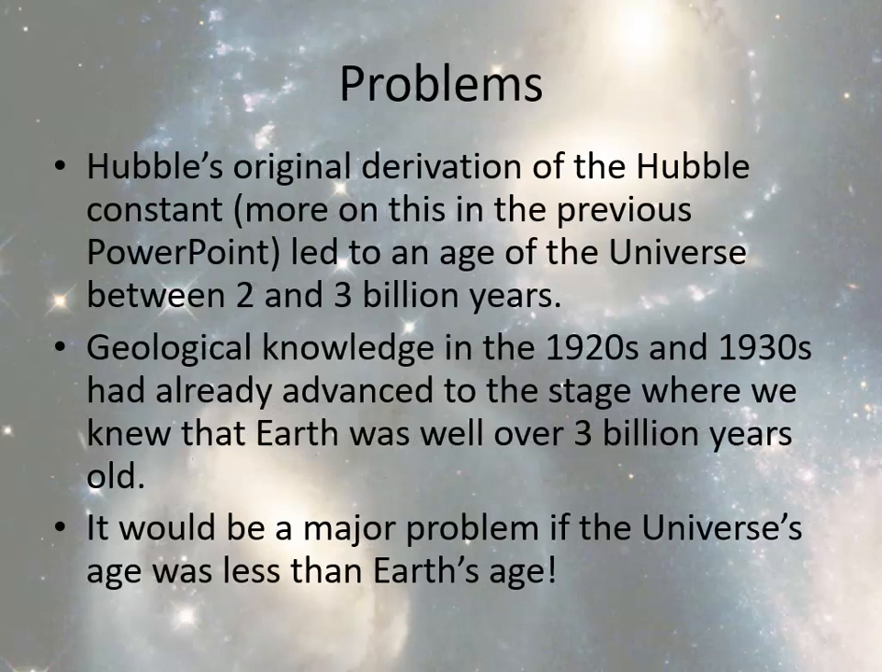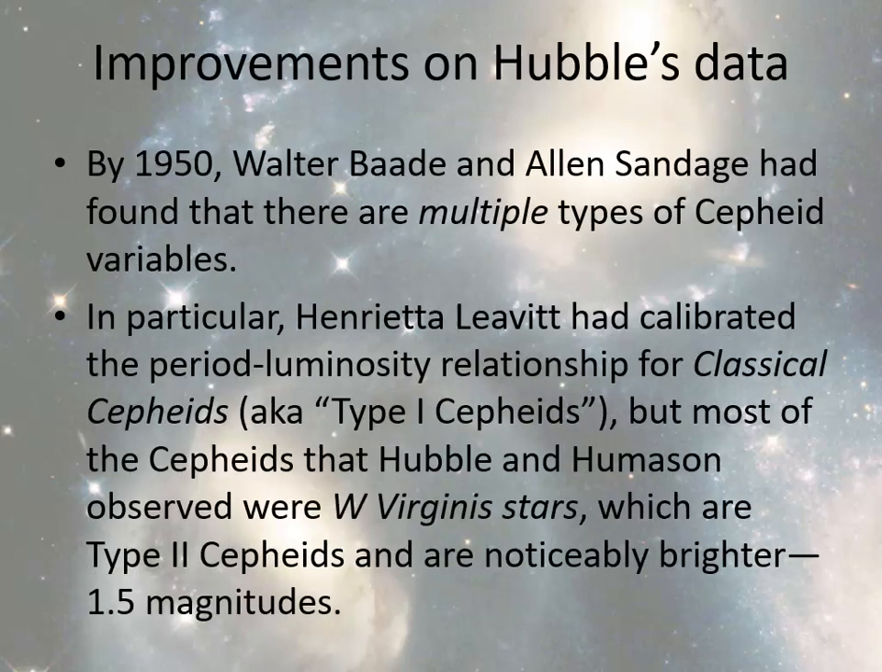there were some problems. Something we'll discuss more in the cosmology discussion is that when you derive Hubble's constant from his realization of the expansion of the universe, you get an age of the universe of 2 or 3 billion years. Well, even by the 1920s, we understood from Earth's geology that Earth was well over 3 billion years old. So that would be a problem if Earth was older than the universe. But as I mentioned, this problem was eventually solved.